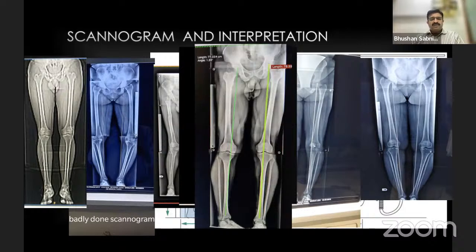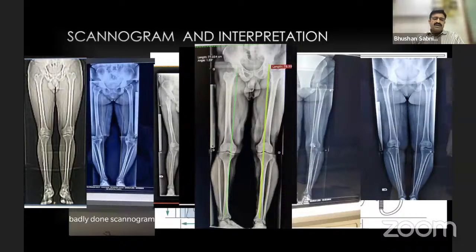This is one of the better scanograms I've seen despite the pelvic obliquity. If you look at the foot position here, you can see the foot is rotated significantly just to allow the patella to come bang in the middle. So only if this radiographer had corrected the pelvic obliquity as well, I would have given it 10 out of 10 marks and would have been very happy to plan the osteotomy.